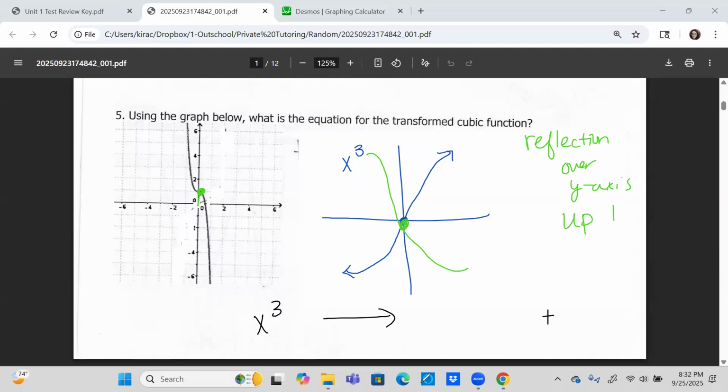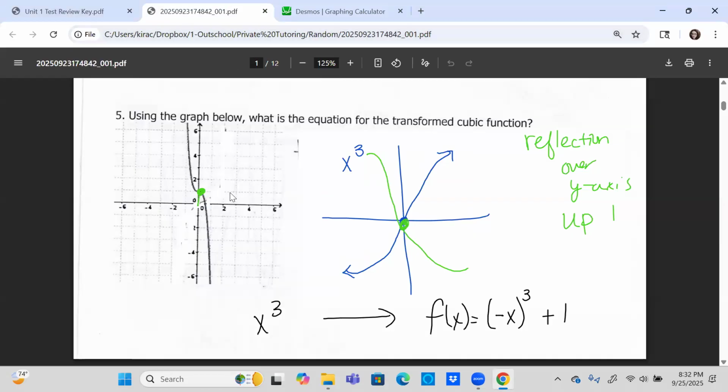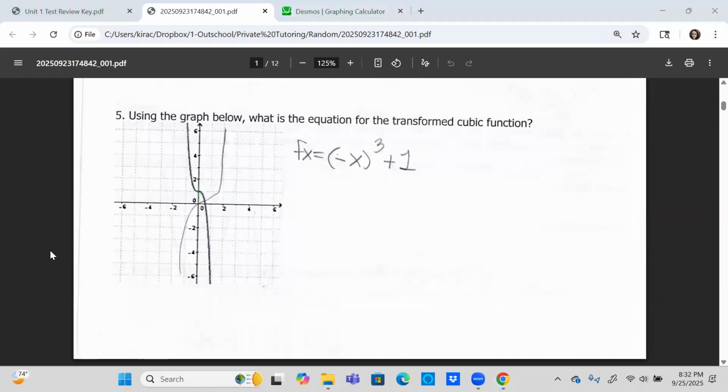So that's going to be a plus 1 off the back. And a reflection over y is going to be negative x cubed. Yeah? Because y goes with the x. Let's check it. Oh, well, not quite. The plus 1 is right. And then it must also have been stretched. See, that's hard to see with the naked eye. It really is.